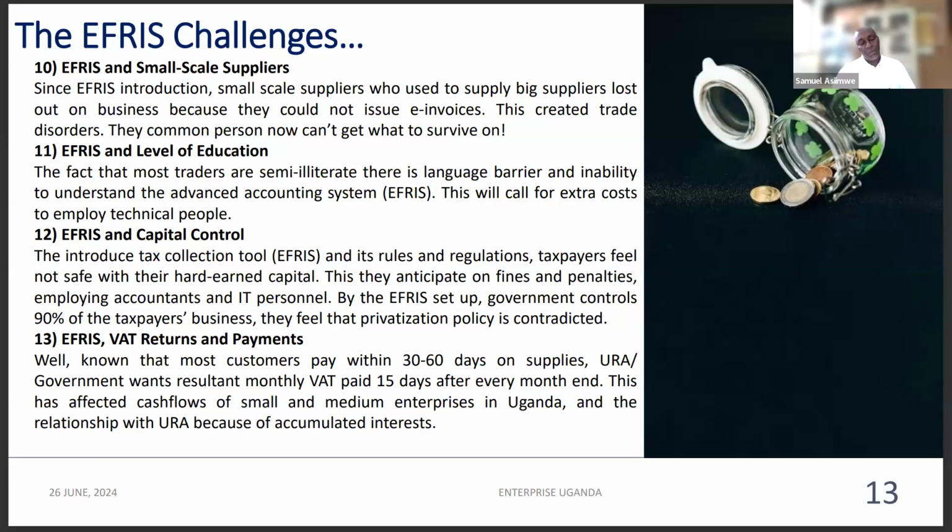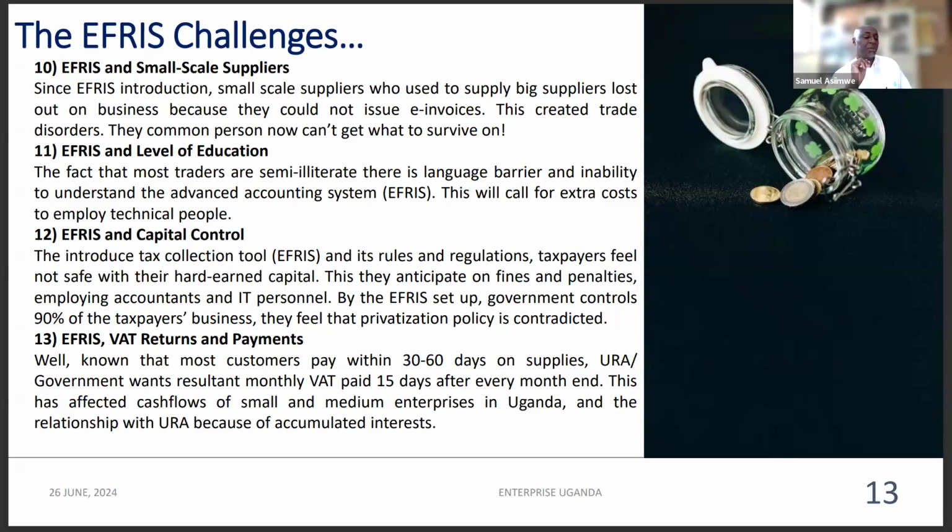The 13th is about the VAT returns and the payments. We all know that most customers in our business, in our informal sector, when they take credit, they pay within 30 to 60 days. And of course, URA wants the resultant tax monthly before the 15th day of the next month. So this way, it is affecting the cash flows of the informal sector, the cash flows of businessmen, small and medium enterprises in Uganda.